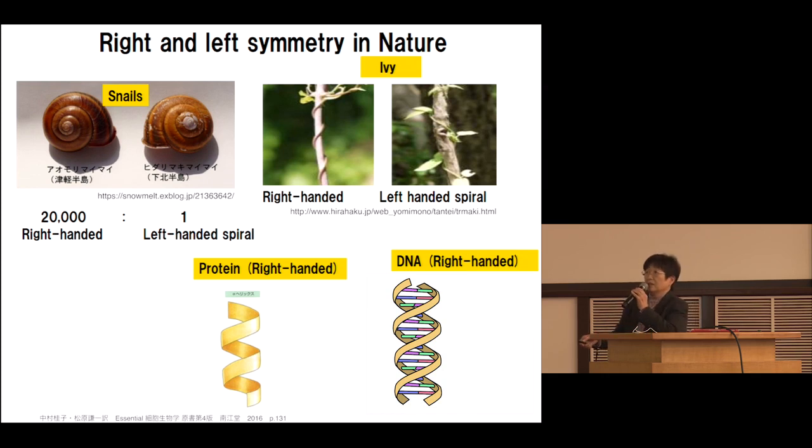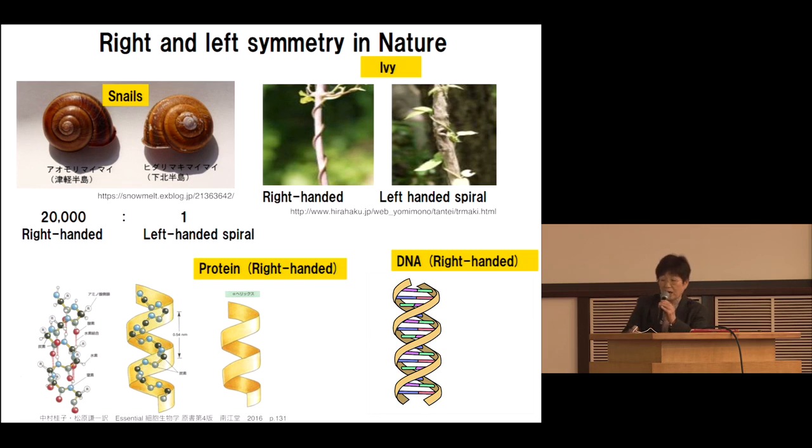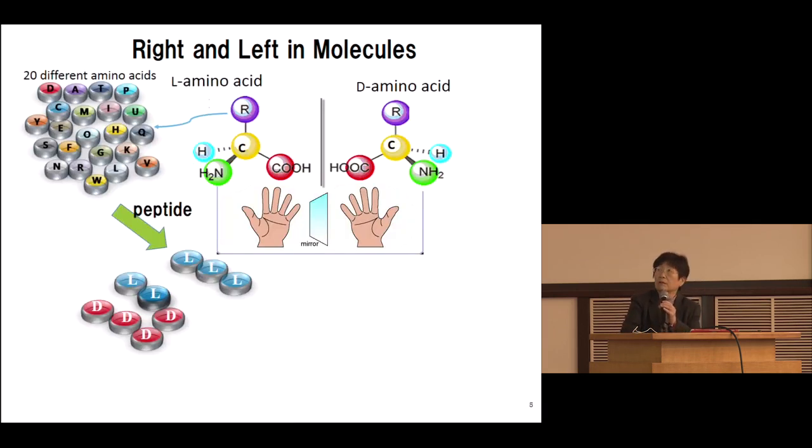This one is DNA and protein. DNA and the alpha helix of protein have a right-handed structure only. Nature likes a one-handed structure. The protein is composed of amino acids, many amino acids. Amino acids have this structure. This is the structure of amino acids.